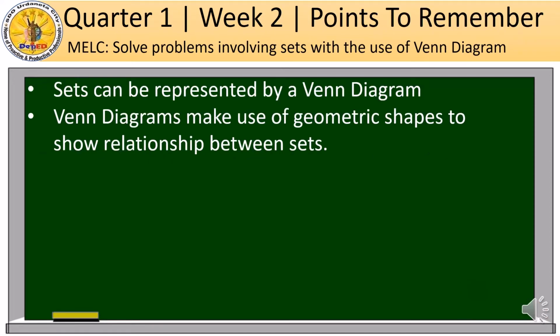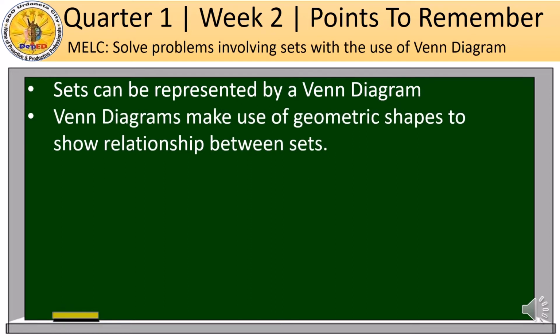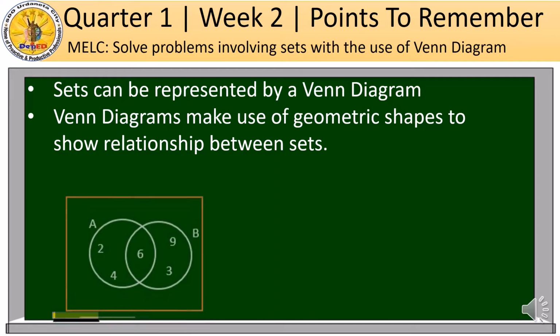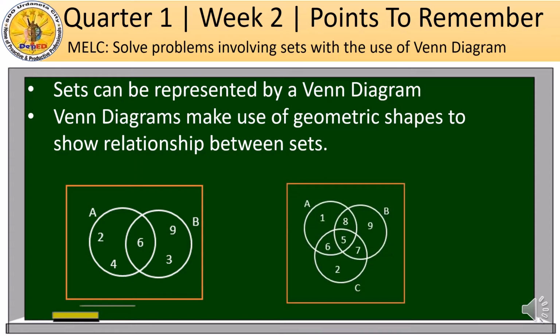Sets can be represented by a Venn diagram. Venn diagrams make use of geometric shapes to show relationship between sets. We usually use circles in representing sets or in making a Venn diagram. So if we are given two sets, our Venn diagram would be like this. So we have two intersecting circles. While if we are going to have three sets, our Venn diagram would be like this. Three intersecting circles representing the three given sets.